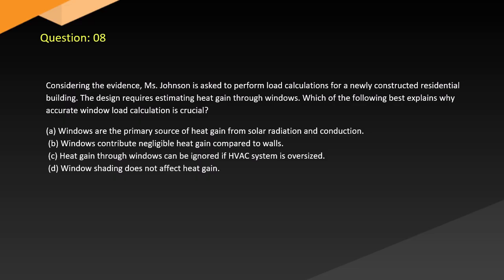Question 8. Considering the evidence, Johnson is asked to perform load calculations for a newly constructed residential building. The design requires estimating heat gain through windows. Which of the following best explains why accurate window load calculation is crucial? A. Windows are the primary source of heat gain from solar radiation and conduction. B. Windows contribute negligible heat gain compared to walls. C. Heat gain through windows can be ignored if the HVAC system is oversized. D. Window shading does not affect heat gain.